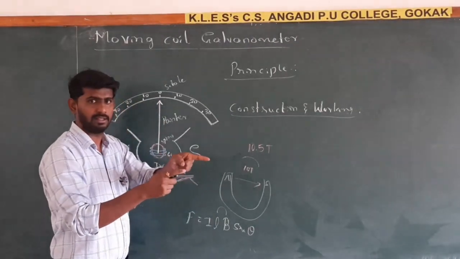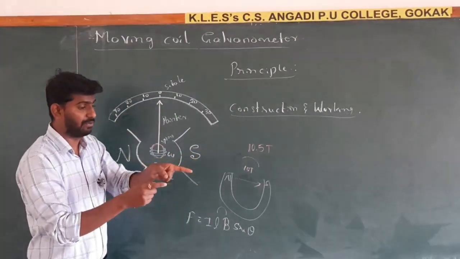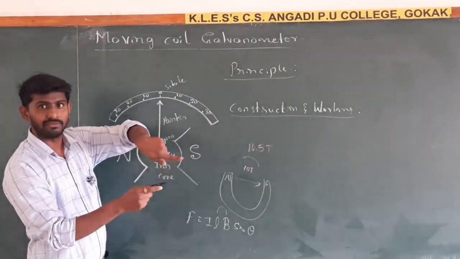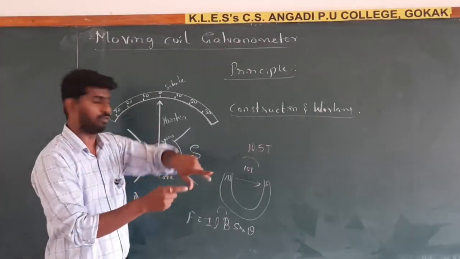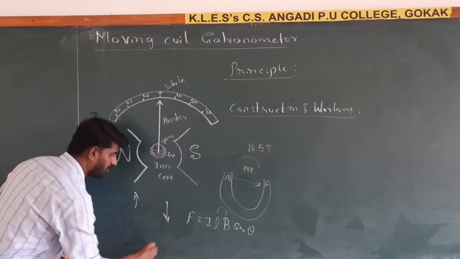This is the magnetic field. See my finger. And what about the current? It is inward. See here, directing inward. And what about the thumb? It is directing downward, which indicates the direction of force. So here what happened, it is a downward force.